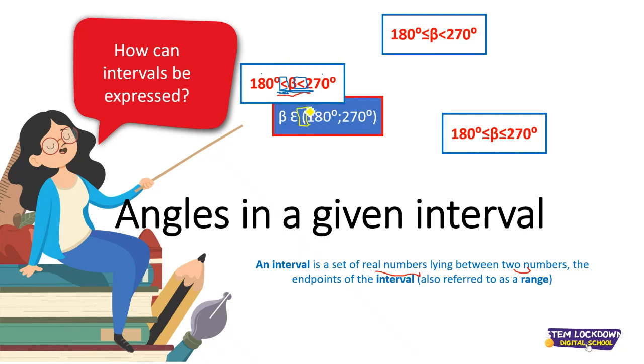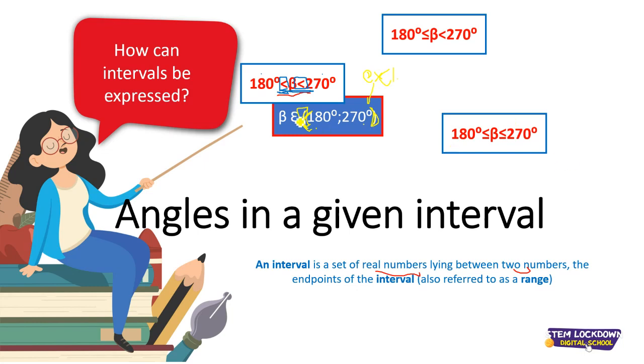Our brackets are round brackets. Round brackets exclude the numbers, your starting point and your end point. So what I'm saying to you here is, if beta comes out as 179.9999999, then that is included in our solution. But if beta comes out exactly at 180 degrees, then you do not write beta as 180 degrees, because we have specifically excluded 180 degrees. Right?